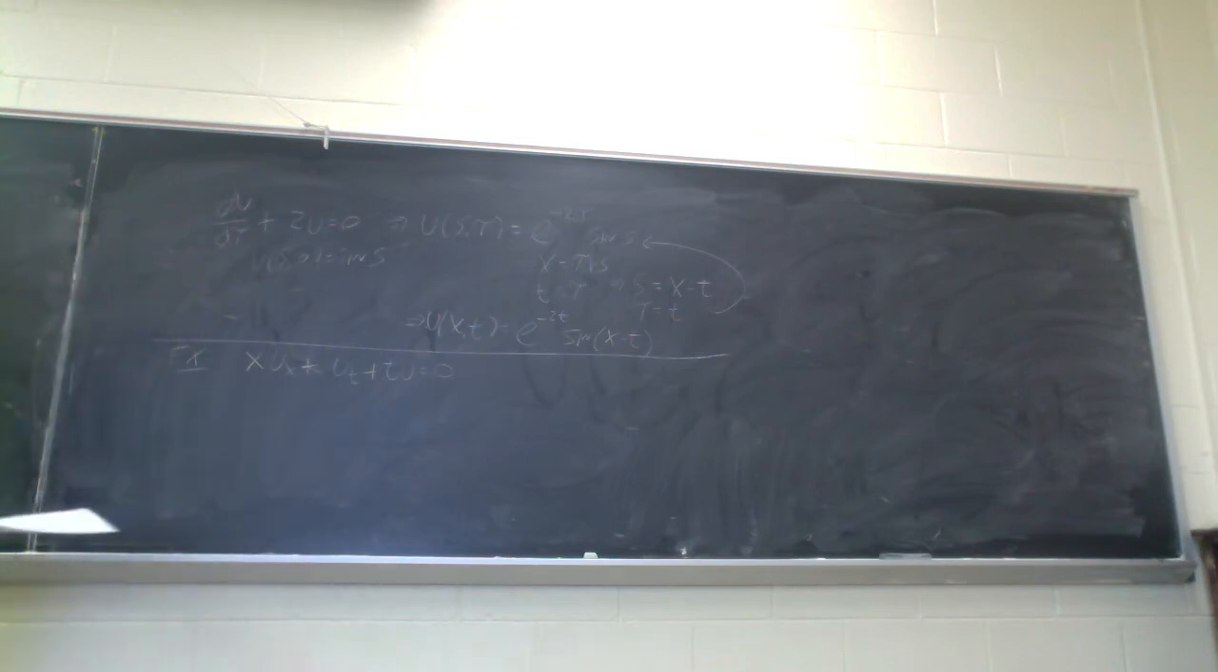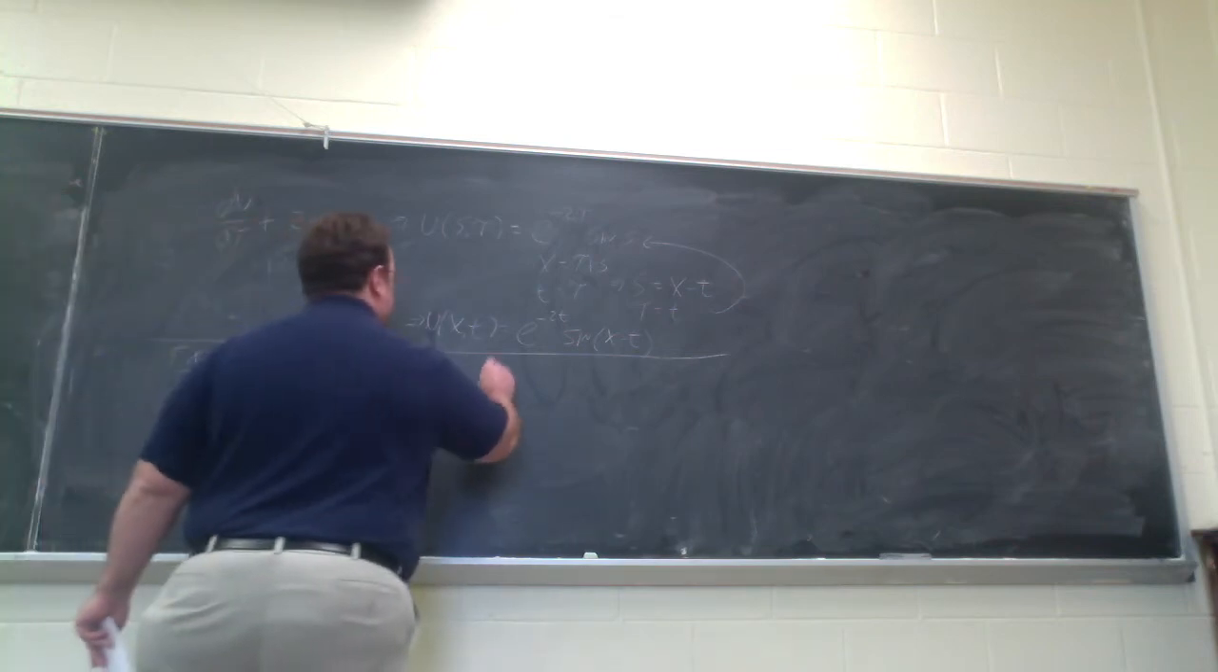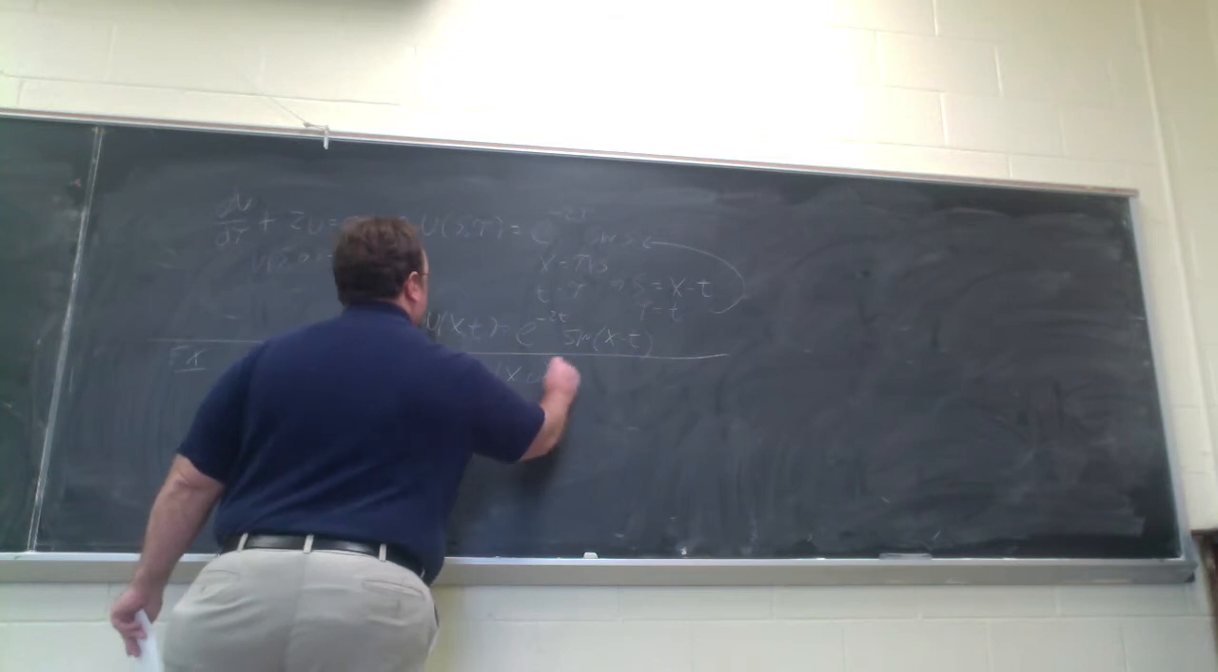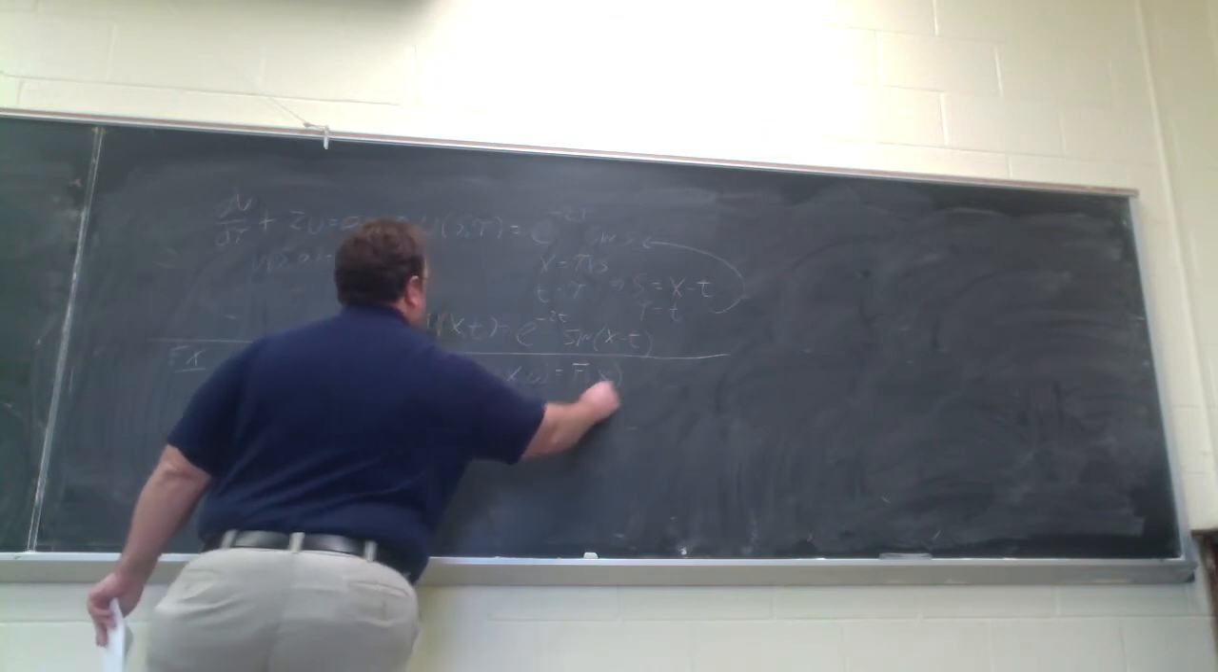So now I have a variable coefficient. Not linear, right? No, this is still linear. Okay. And I'll just have a general initial condition: u of x,0 is equal to big F of x.